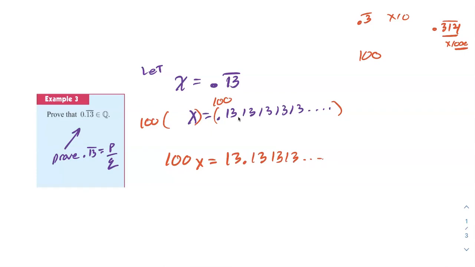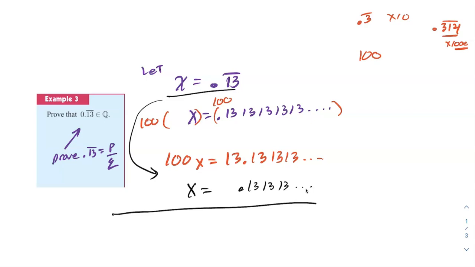Dot, dot, dot, right? So this is this guy multiplied by 100. And then what we're going to do here is this. We're going to rewrite this guy down below. Let me line it up a little nicer, so it makes more sense. Right? That's what x is. X is 0.13, the line over it, so it's 0.13 dot dot dot. And what we're going to do now is just subtract them. Minus this side, minus this side.